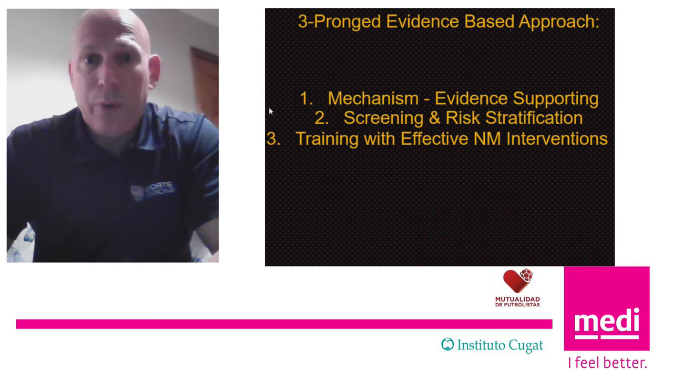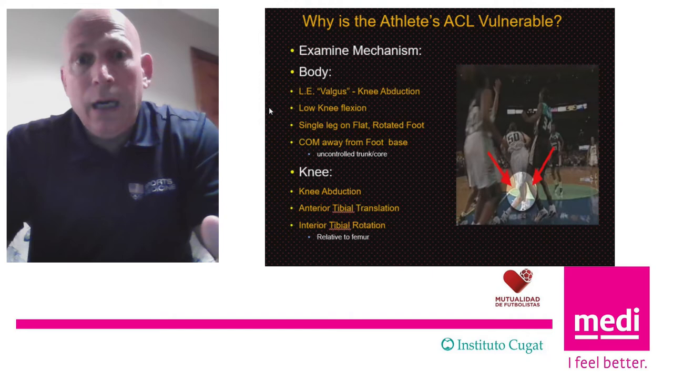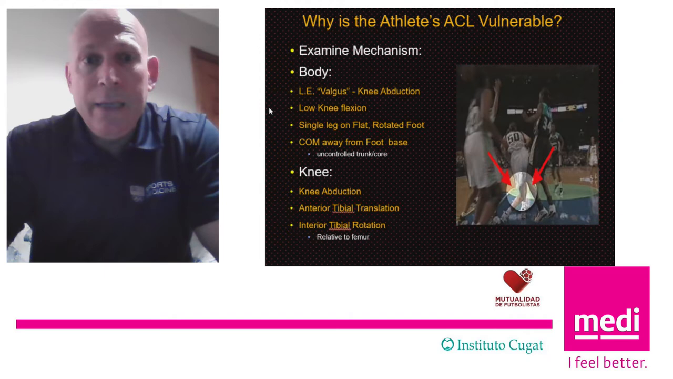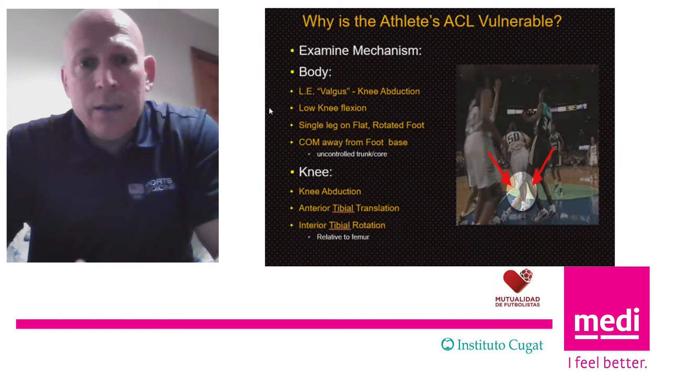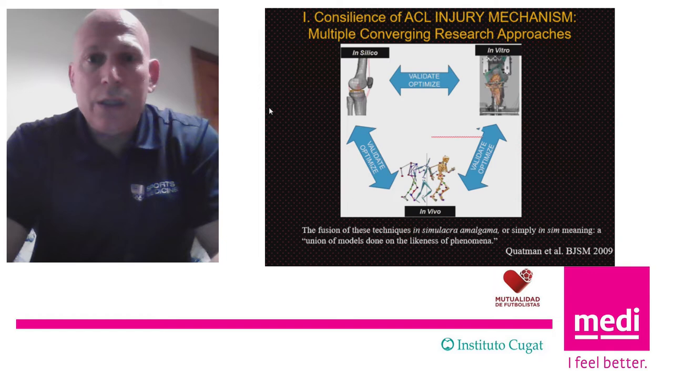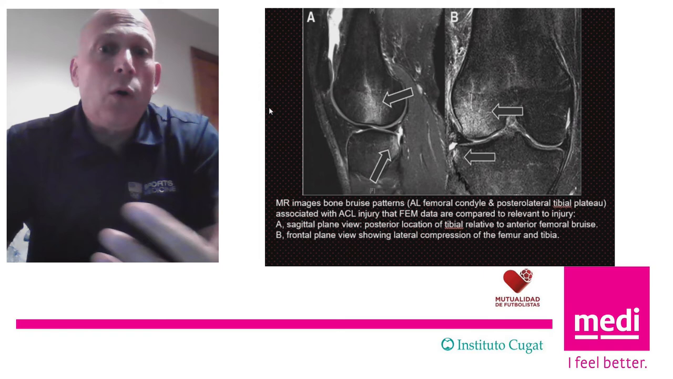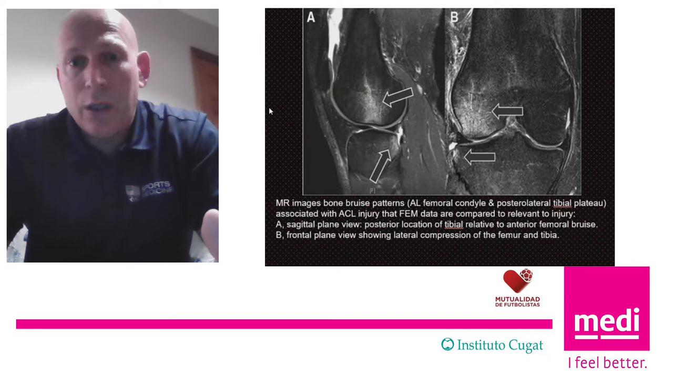So we use this multiple-pronged approach, looking at mechanism, screening, risk stratification, examining the mechanism, this combination of valgus, relatively straight knee, single foot on a rotated foot away from the center of mass, with the knee and the distal tibia abducted, anterior translation, internal rotation combination. And what we use is multiple converging approaches, and we put all the data together, in vivo, in vitro, in silico data, to see where the true data points lie. And we use multiple data inputs, imaging. This shows a bone bruise, which gives us a forensic clue into how the injury actually happened.